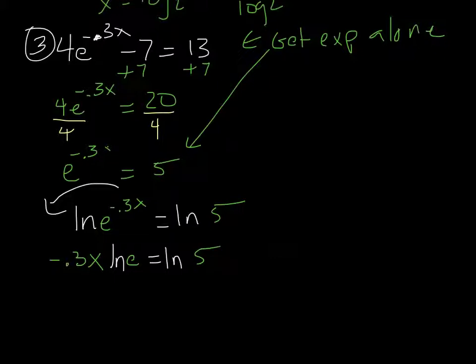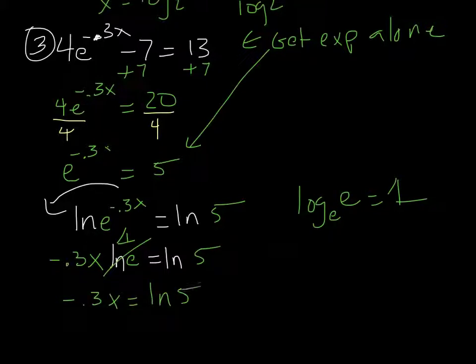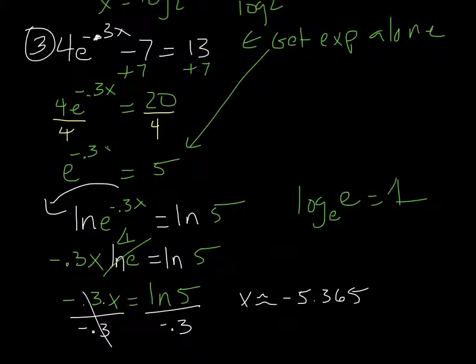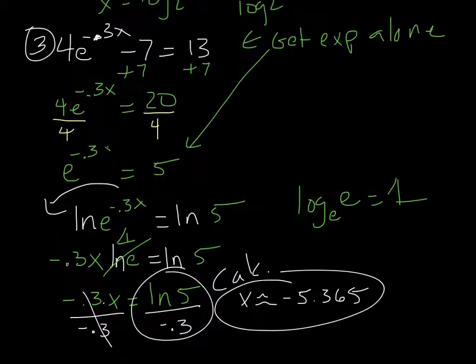Now natural log of e, that's log base e of e, that is just 1, e to the first, so that just goes away. That is a 1. So I have negative 0.3x equals natural log of 5. And now we're just one divide away. Divide by negative 0.3, because that's a times problem, and x will be alone, approximately negative 5.365 when we do this problem on our calculator. All right, one more example.